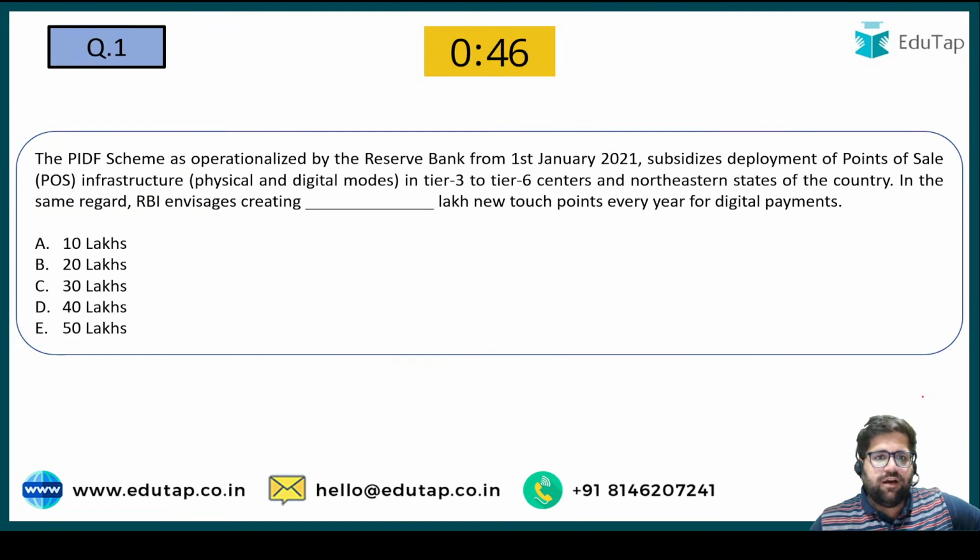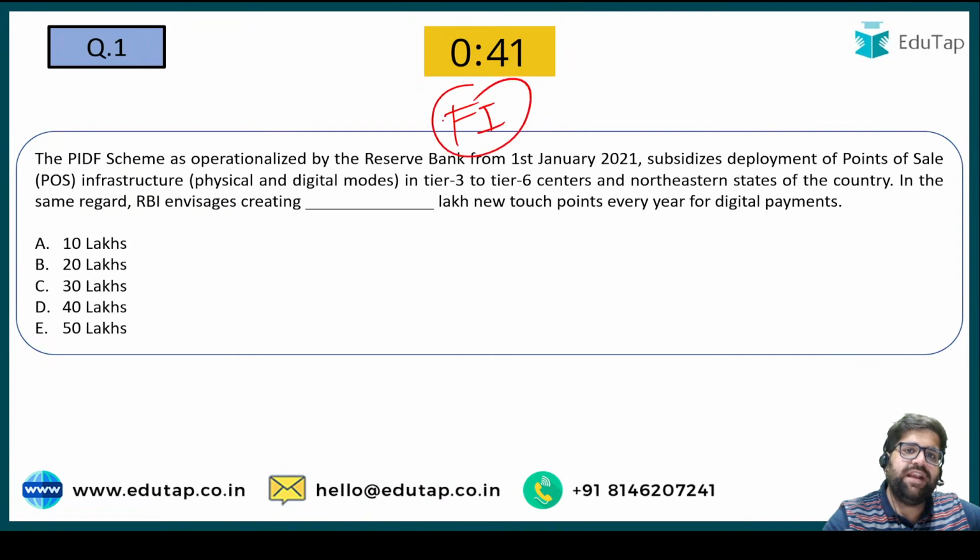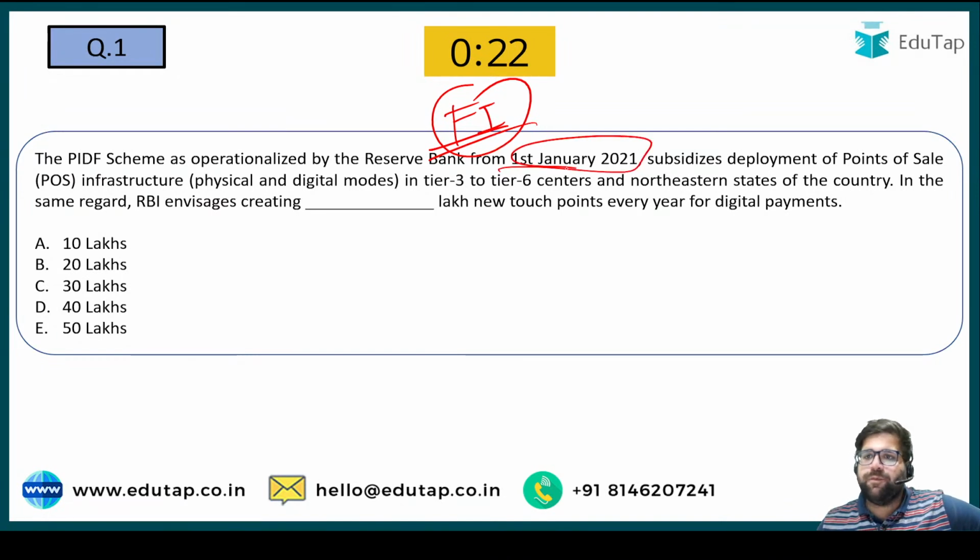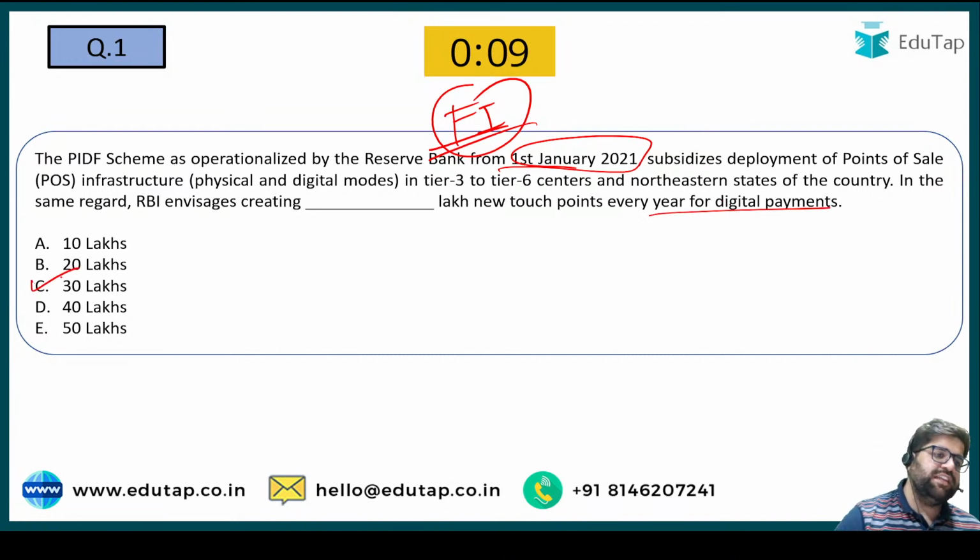So this is regarding a very important scheme which has been introduced by RBI for financial inclusion, which is your PIDF. PIDF stands for Payment Infrastructure Development Fund. And this is one of the most important financial inclusion initiatives which has been taken by the Reserve Bank of India. So the question is regarding the PIDF scheme, which has been operational by the Reserve Bank of India from 1st January 2021, and it subsidizes deployment of certain POS infrastructure. Now the question is asking you that RBI envisages creating dash lakh touch points every year for digital payments. So here the correct answer will be option C, 30 lakhs.